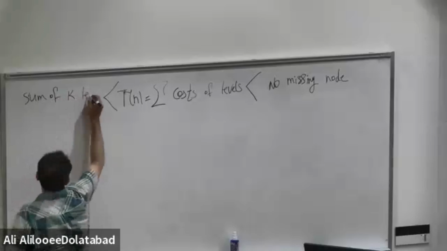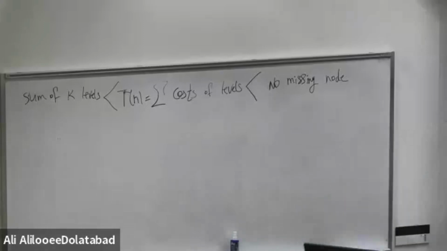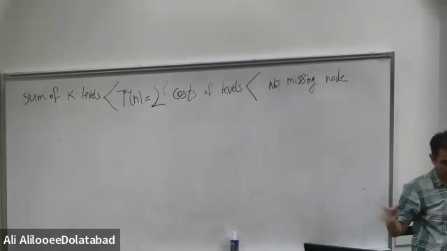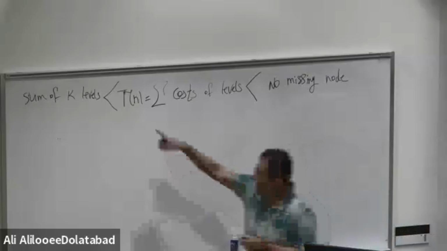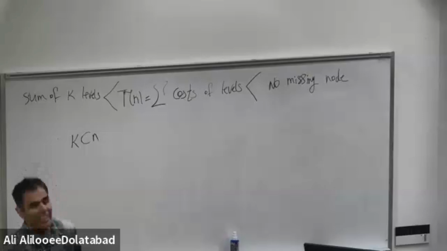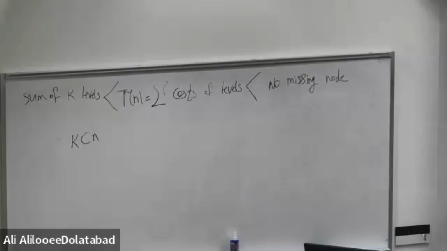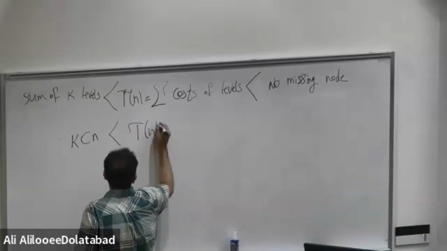Sum of k levels. If you consider k levels, then when you add just k levels, for sure this sum is smaller, if you assume no missing nodes. This is not reality, but that one is smaller. If we consider k levels, you have k times Cn. The cost of each level is Cn, and until the kth level you have no missing node. The cost of everything is Cn, so here I can say that k Cn is smaller than Tn.